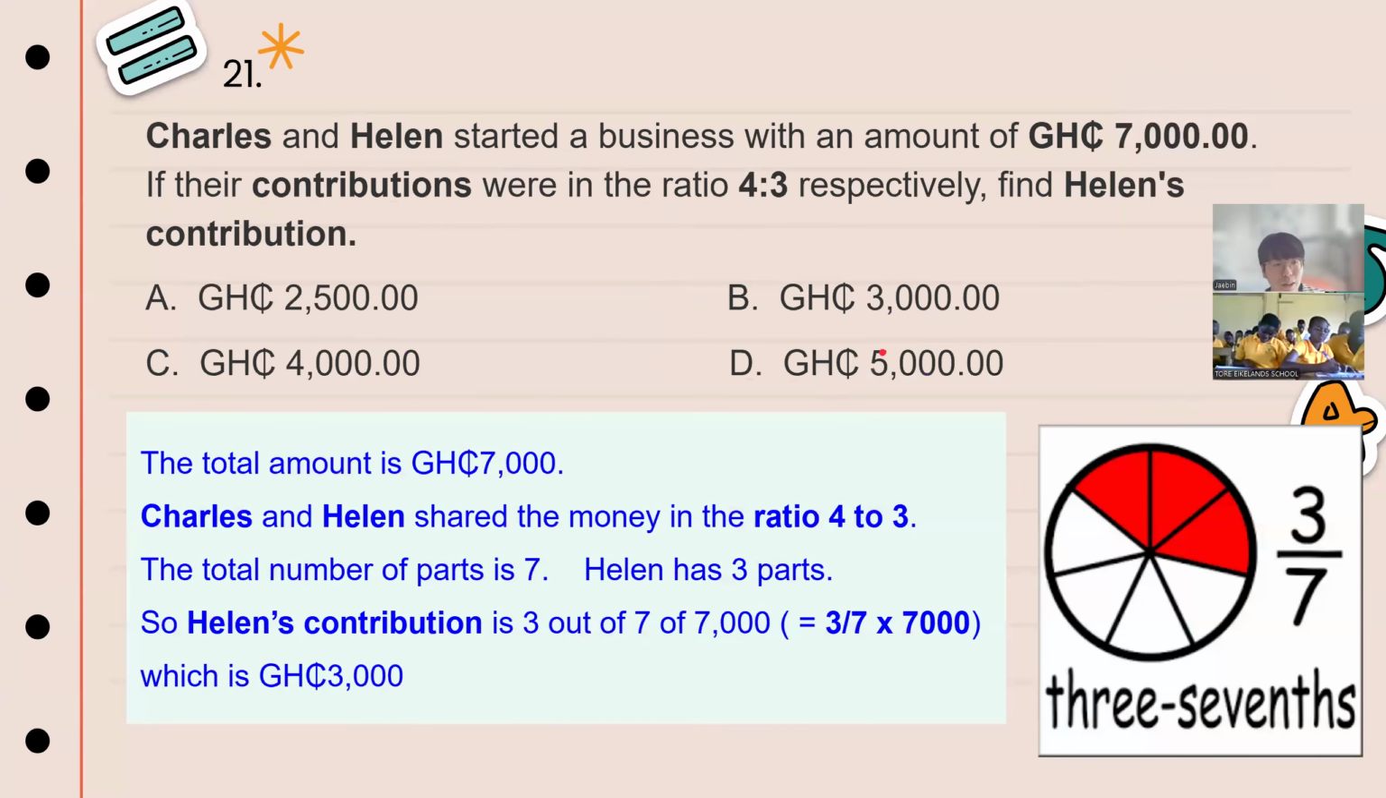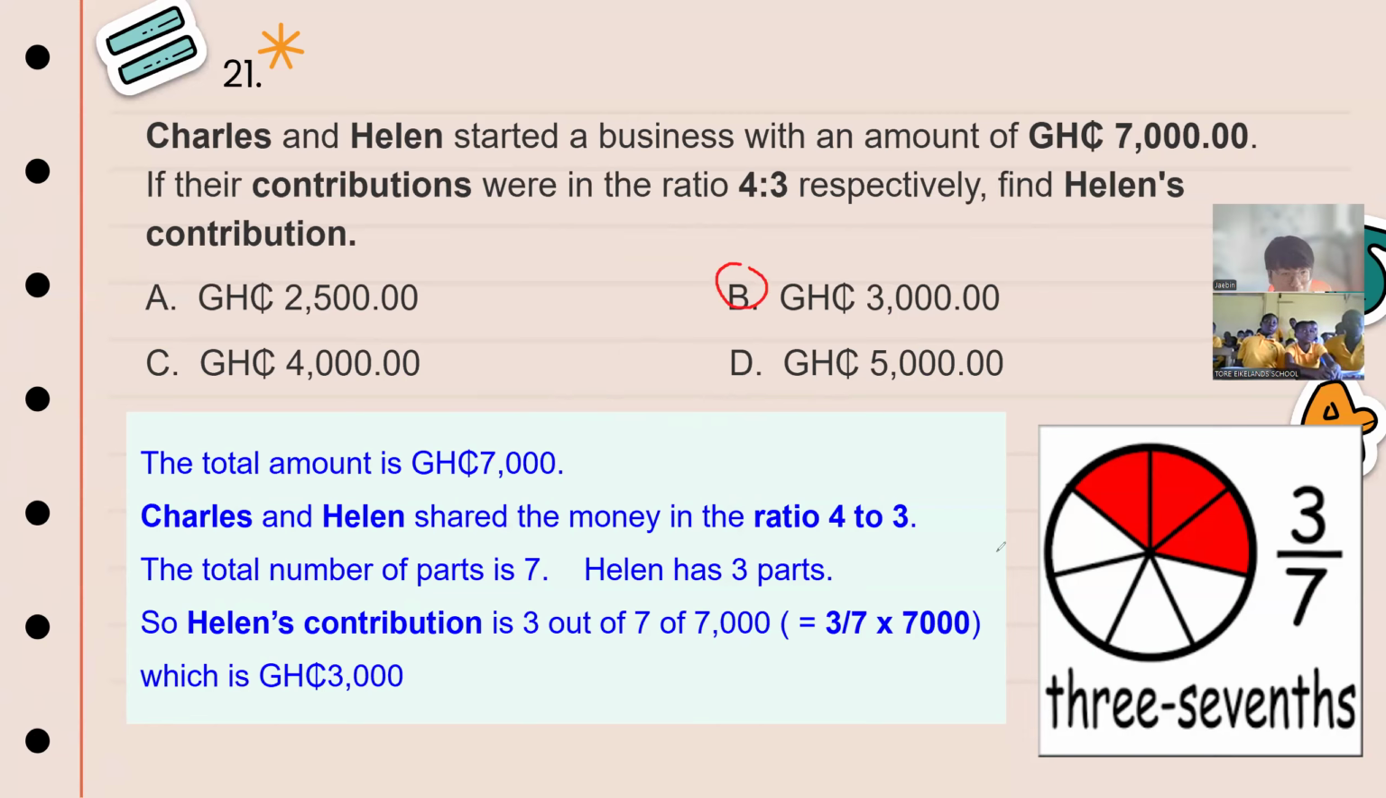Okay, it's number 21. Charles and Helen started a business with an amount of 7,000 cedis. If their contributions were in the ratio 4 to 3, respectively, find Helen's contribution. The answer is B. Let's look at why it is B.